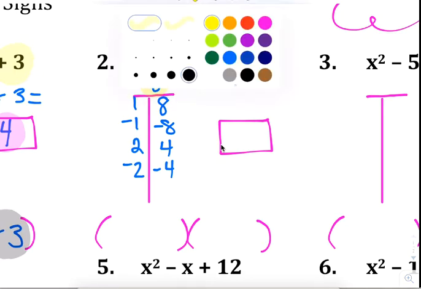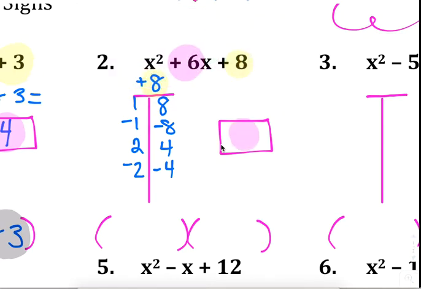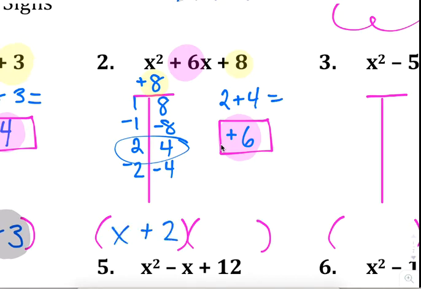I'm going to take that middle number, it's a +6, and I'm going to put that inside of my box. So out of all of my pairs, which would add up to make 6? This one. 2 plus 4 makes 6. Both of those numbers are positive, so we're going to say x plus 2 and then x plus 4. If they were negative, we would use minuses, but right now they match.